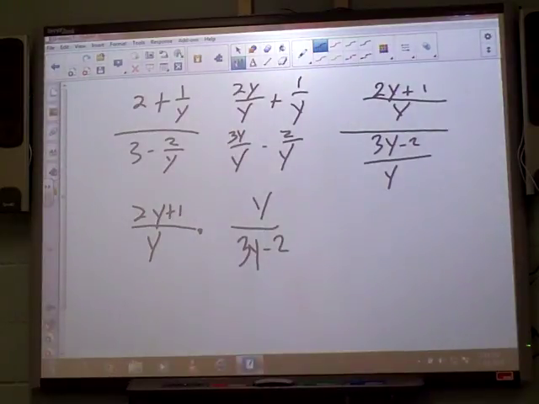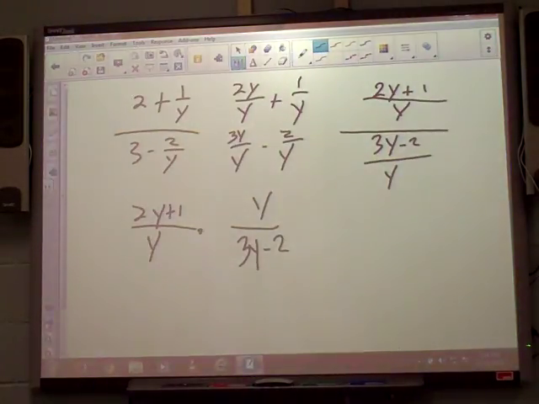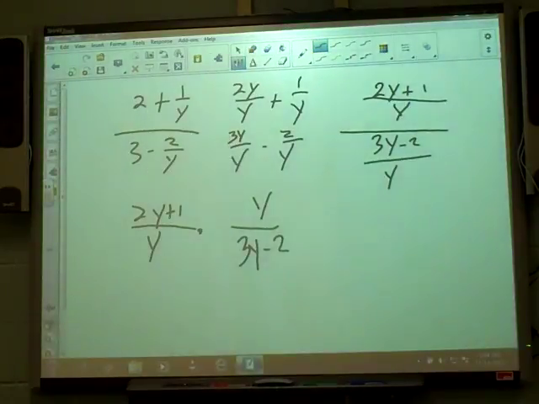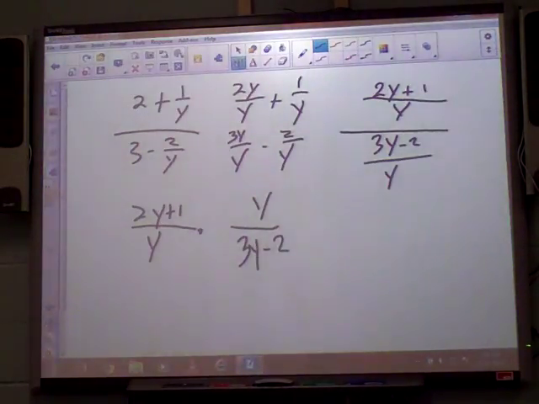Now, I still had somebody in first period that wanted to multiply straight across the top and straight across the bottom, and you can. If you do that, then you would later have to factor and reduce. What we do when we use Ninja Math is we're just reducing first. So that's the method I choose, because reducing first keeps me smaller numbers. But if you want to multiply across the top and across the bottom, you can. And then you'll just factor and reduce.